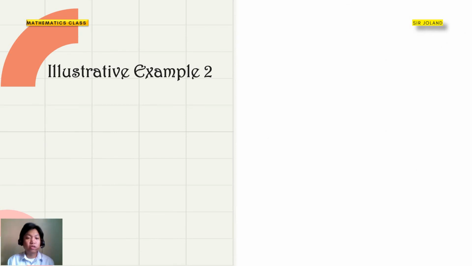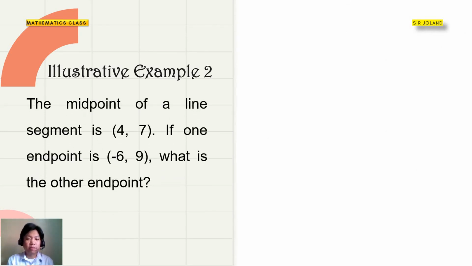Okay, so let's proceed to our second example. For our illustrative example number 2, the midpoint of a line segment is 4, 7. If one endpoint is negative 6, 9, what is the other endpoint? So, again, ulitin natin. The midpoint of a line segment is 4, 7. Okay? If one endpoint is negative 6, 9, what is the other endpoint?